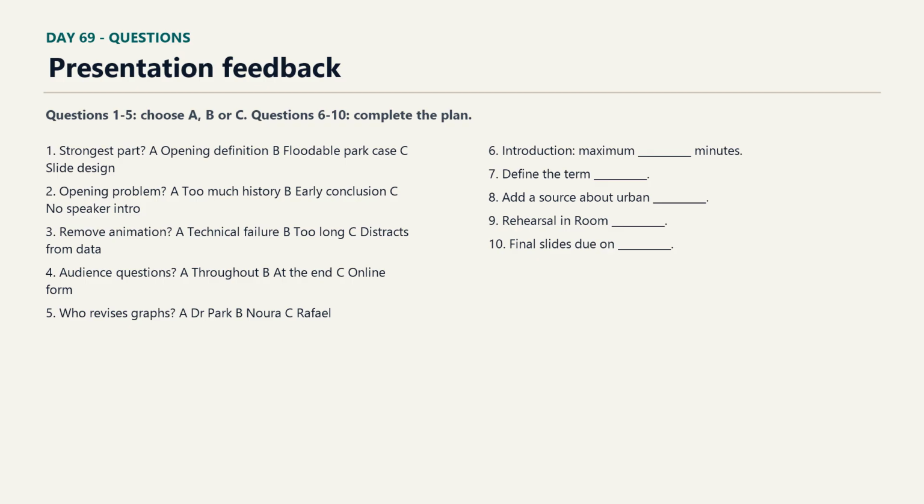The strongest part, however, is your case study of the floodable park, because it connects design decisions with measurable reductions in flood damage. That is useful to know. We can give the park example slightly more time and shorten a weaker section. The best place to save time is the opening. You spend several minutes describing the history of urban planning before reaching the current climate problem.